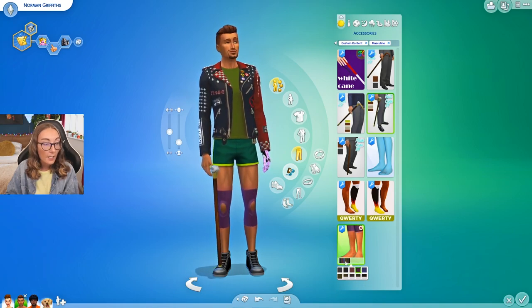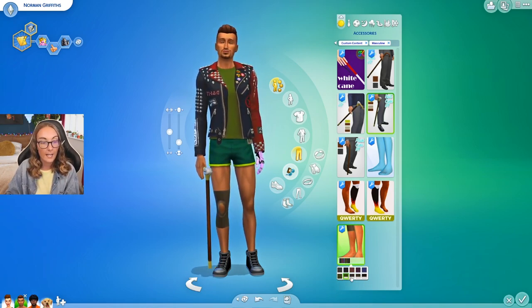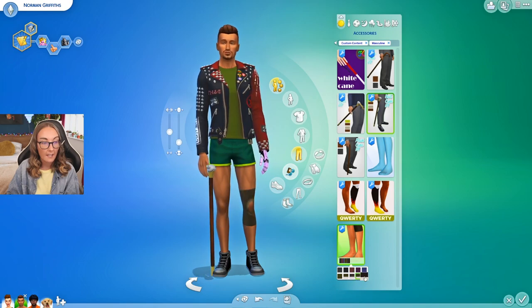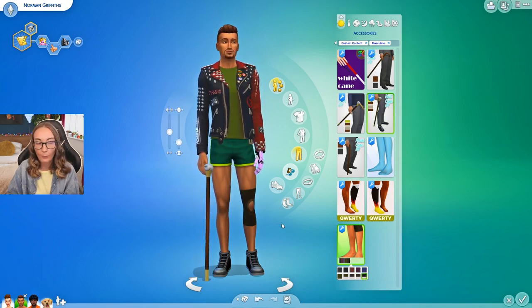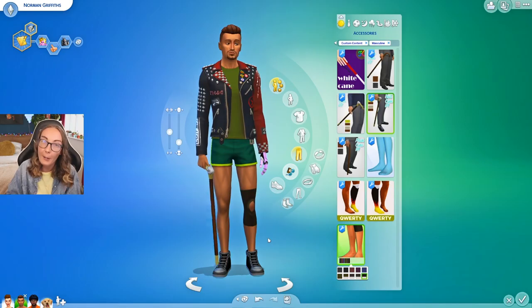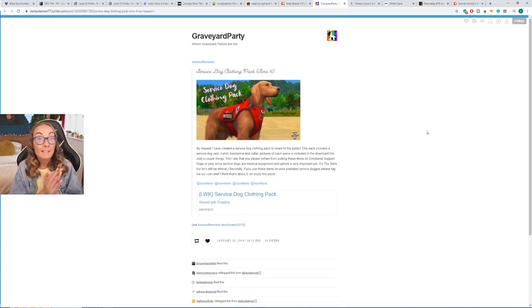So as you can see, those are both knees, and then we have the left knee, and then we have the right knee. Other way around, but you catch my drift. You know what I was trying to say. And then moving on from Sims in Create a Sim, we get to the animals.